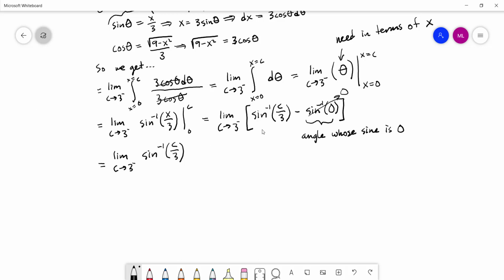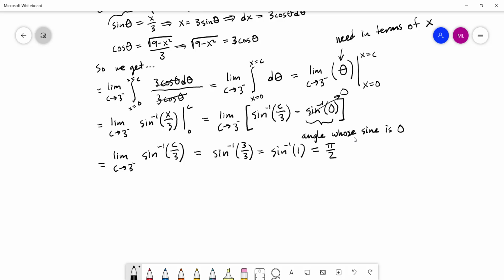So if I just plug in 3 itself, what will happen? So we will just get the inverse sine of 3 over 3, which is the inverse sine of 1. Again, what is the angle whose sine is 1 on the unit circle? That's pointing straight up. That's as big as you can get. This is pi over 2. You could also get that on a calculator.